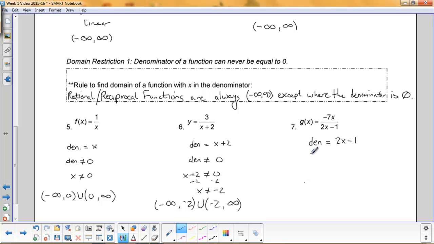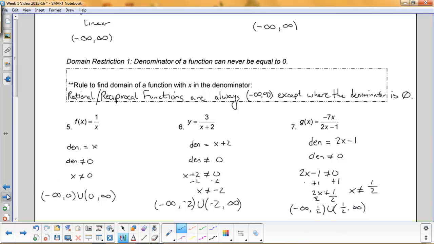All right, the denominator equals 2x minus 1. The denominator cannot equal 0. Simple substitution. 2x minus 1 cannot equal 0. Adding 1 to both sides, 2x cannot equal 1. And dividing by 2 on both sides gives me x cannot equal 1/2. Therefore, my domain, negative infinity to 1/2. Pick up again on the other side, 1/2 to infinity.